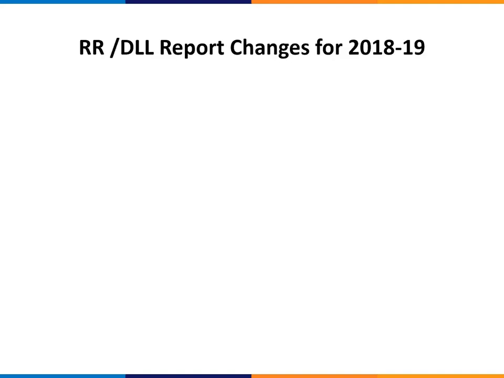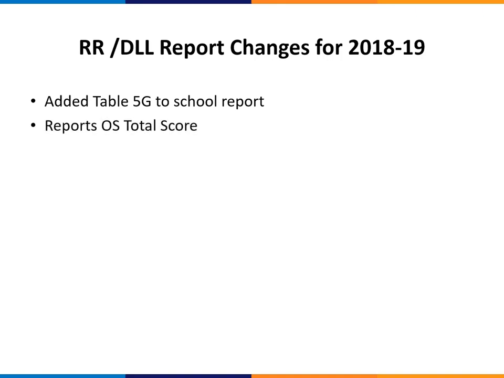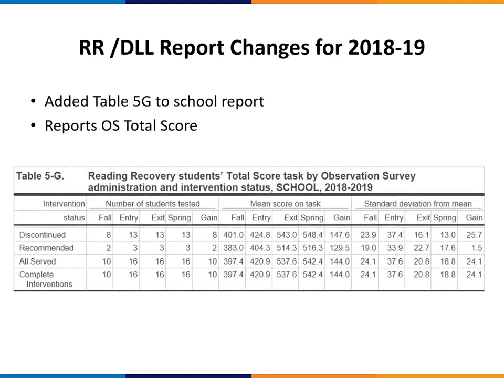Let's first talk about our changes to our RR, Reading Recovery, and DLL reports for this 2018-19 school year. I'm happy to report that there aren't many. The only change for these reports this year is a new Table 5G, which has been added to our school report. It specifically reports on the OS total score. Here is a sample of this table.